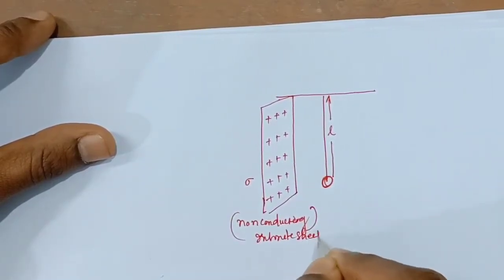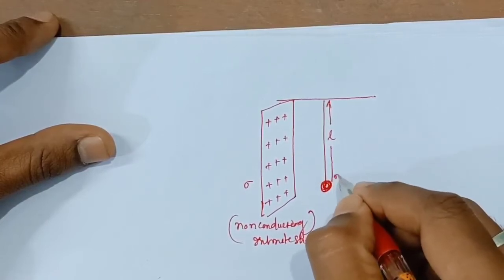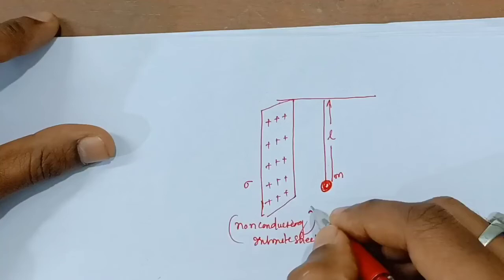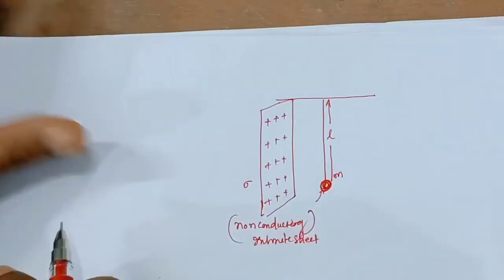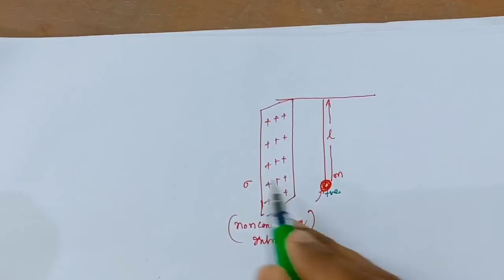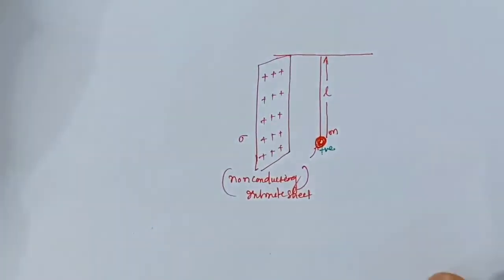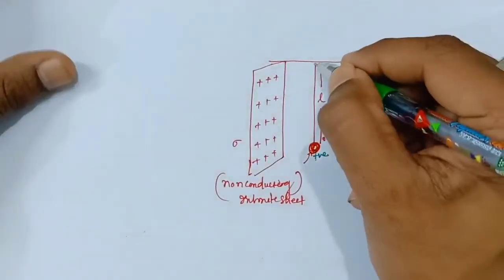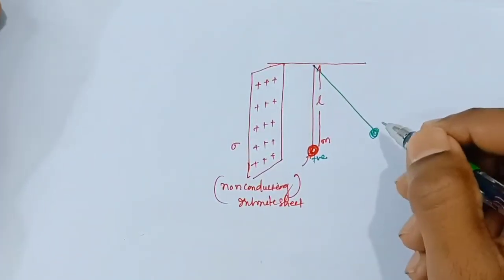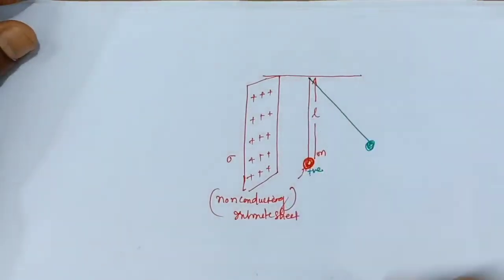The question is asking, this is a bob having mass m. Initially it is chargeless. What happened? We supplied the charge to this bob. When we supplied positive charge to this bob, this is positive, this is positive. What will happen? It will start repelling. So this bob will oscillate like this. It will go like this. The question is asking, find the maximum angle of deviation of the bob.